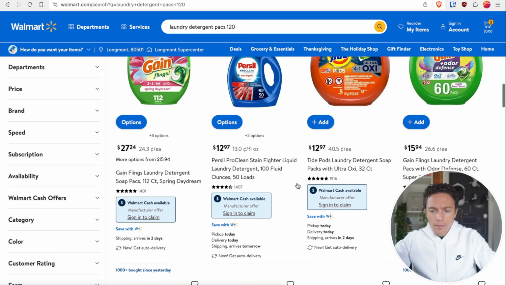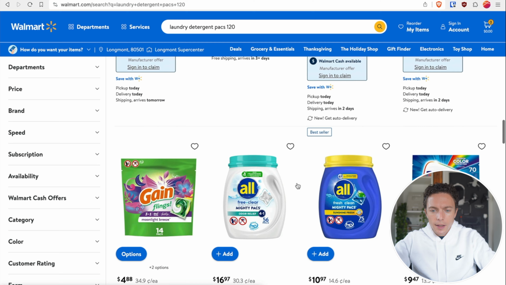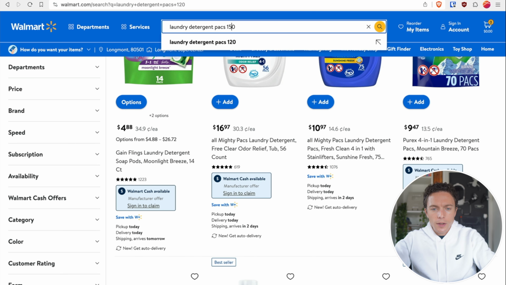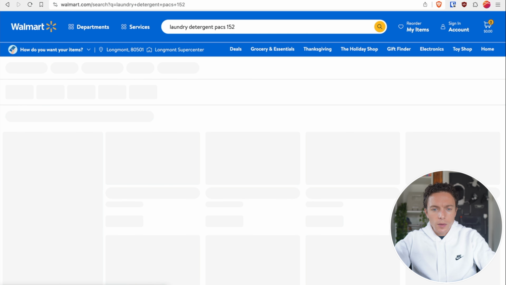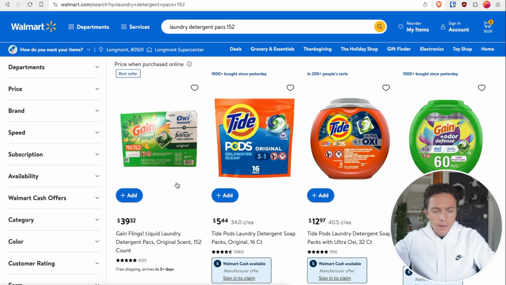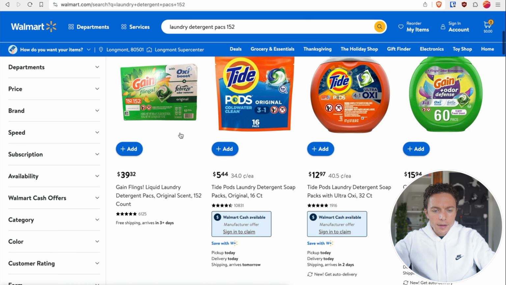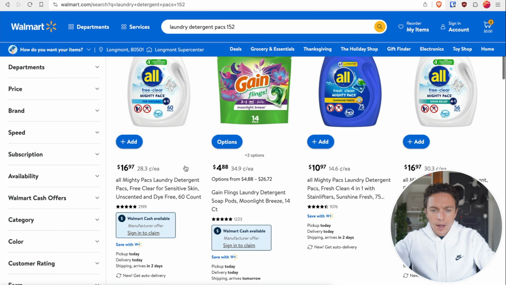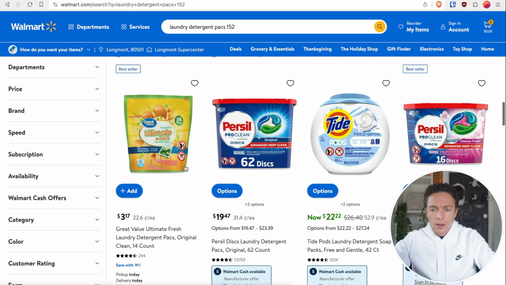So we may not have luck with this one. That sometimes happens. Let's try changing it to 152 or whatever it is. This is it right here. This is something similar. It's 152, but it's $40, so we're not going to be able to sell that one. And I'm not seeing anything similar.